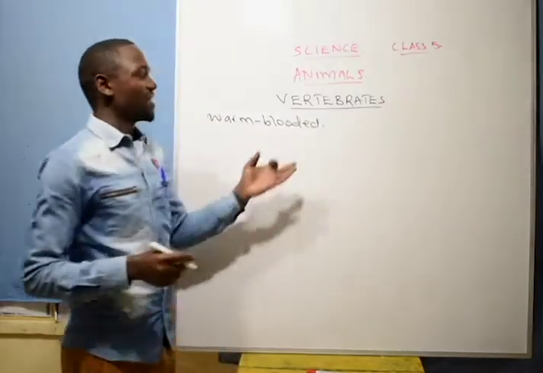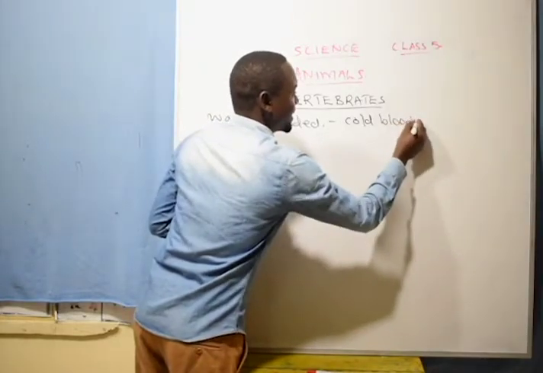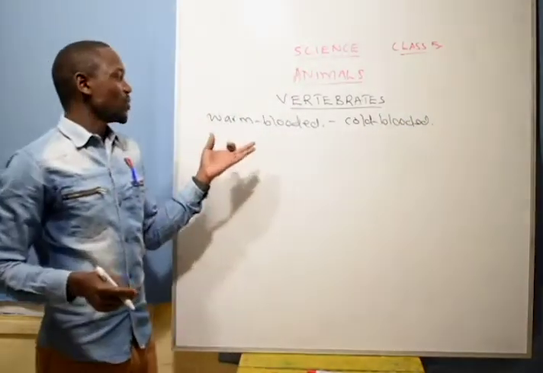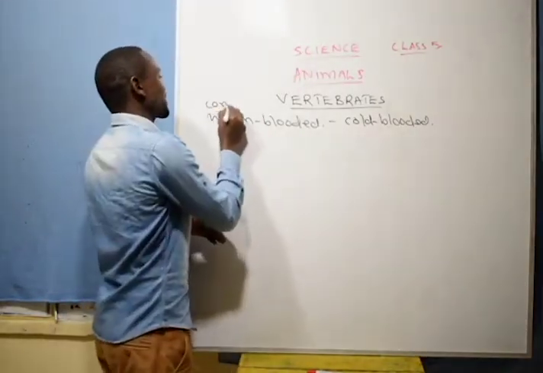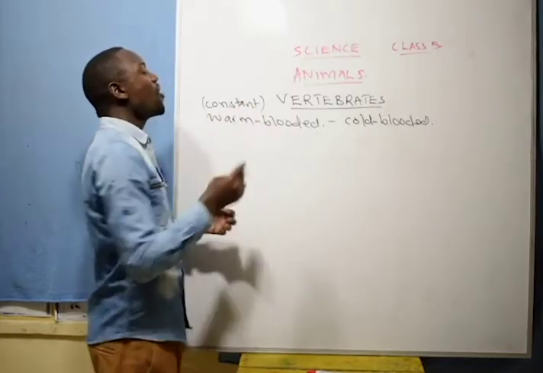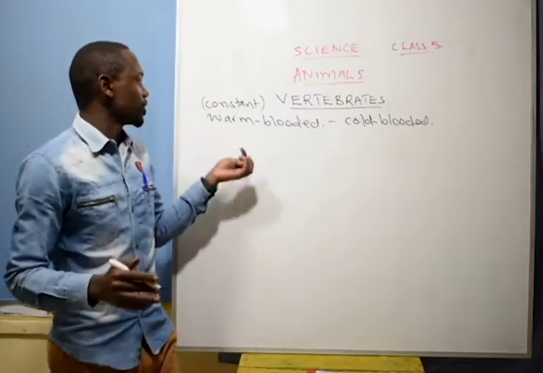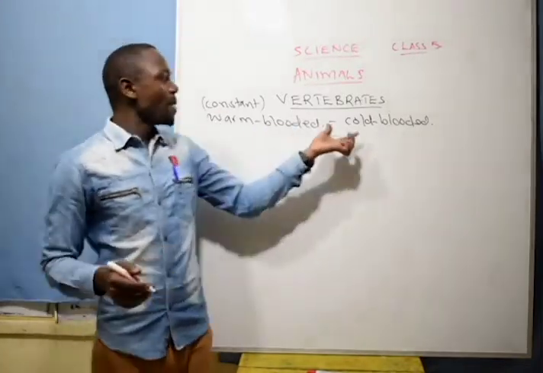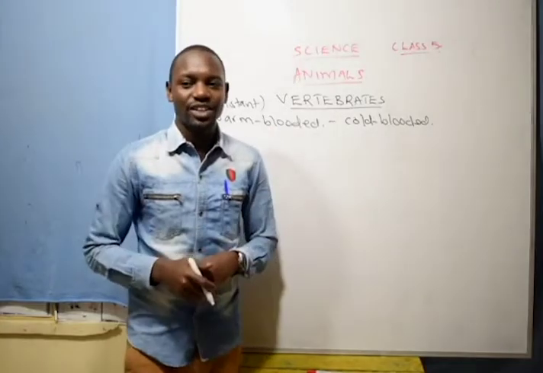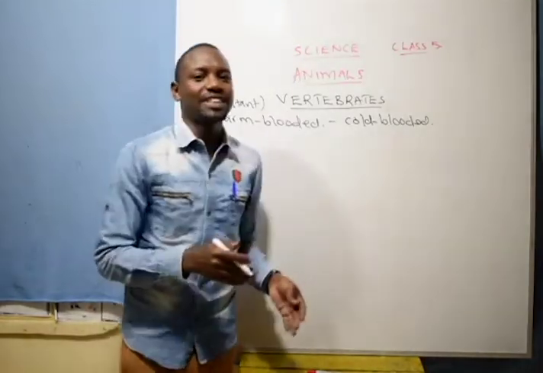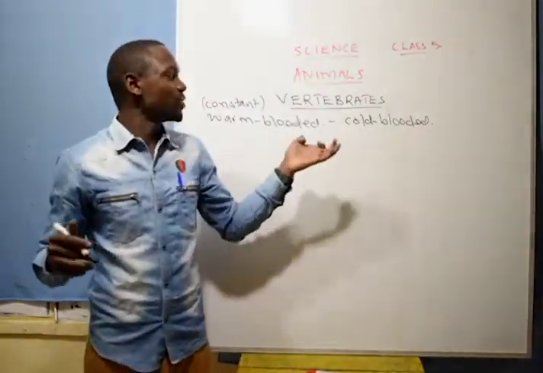animals, that is vertebrates, and we have cold-blooded vertebrates. We said warm-blooded animals are animals whose body temperature will remain constant. It will not change. Even if they go in hot places, even if they go in cold places, their body temperature will not change. It will remain constant. Whereby we say cold-blooded animals, their body temperature will change depending on the surrounding, on the environment. If they go to cold places, their temperature will change to be cold. If they go in hot places, their temperature will change to be hot.